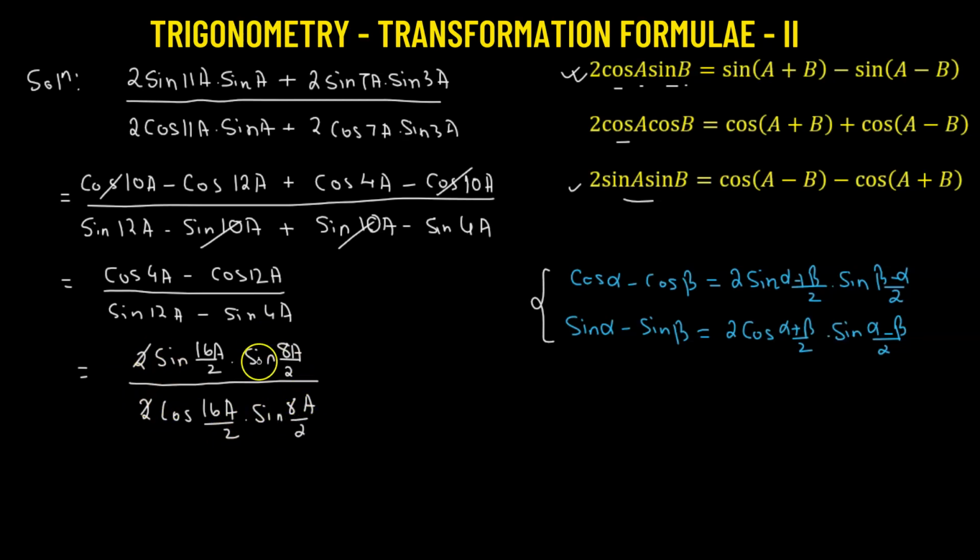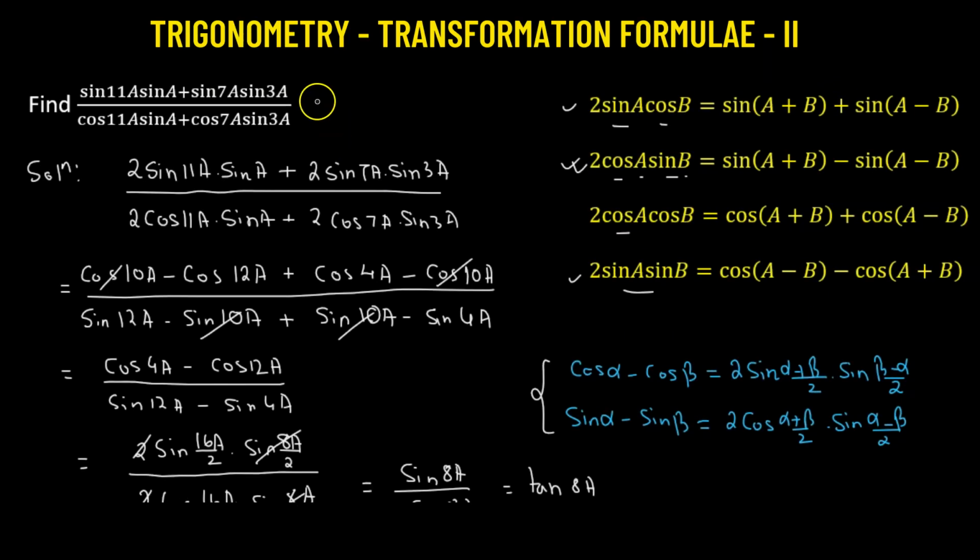Here we can factor out 2 and sine of 8a over 2 from the numerator and the denominator. Now we are left with sine of 8a in the numerator, and in the denominator we have cosine of 8a. This ratio, sine over cosine, is nothing but the tangent function, so we get tangent of 8a. And we have finally obtained the value of the given trigonometric expression. This came out to be tangent of 8a.